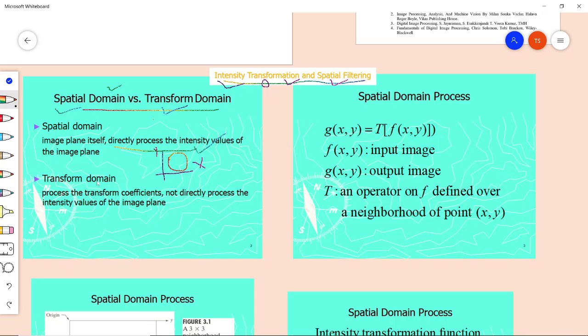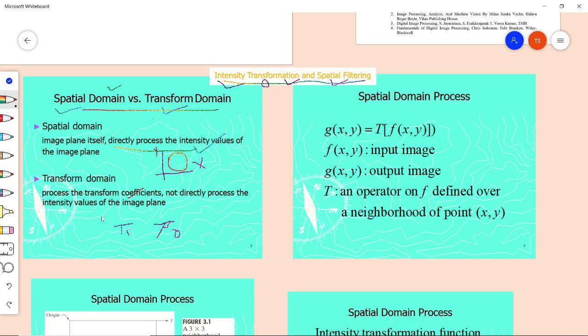Now coming to the transform domain. What is meant by the transform domain? Suppose we are transforming an image T in its original position into a rotated position, like this. This is the input image and this is the output image. The input image is transformed into something else by applying some operation, rotation or whatever it may be. Here the process is on transform coefficients; the coefficient is changed by some angle.